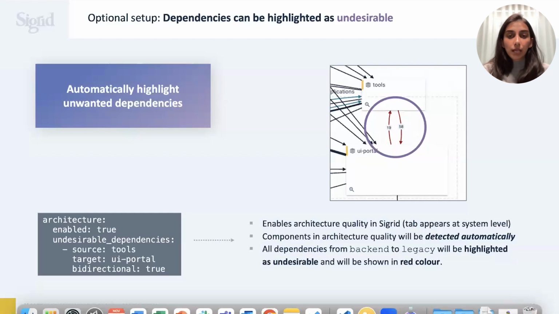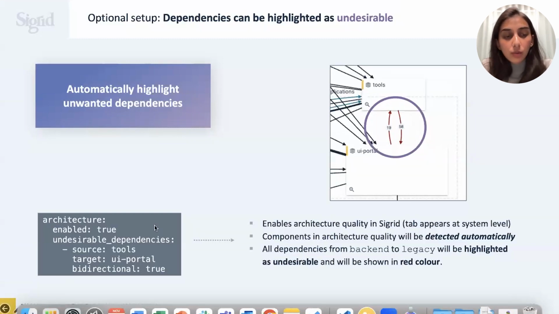So what you do is you set such dependencies as undesirable so that everybody across the organization knows that this is something we did not want in the first place, and you can highlight it so they know there's something wrong with this, and then you can of course communicate in your teams why this is the case. What you have to do is, again in your architecture section, write undesirable dependencies, write the source and the target component, and then you can either set bidirectional to true, which means both ways the dependencies are undesirable, or you can just remove it, and then one way that dependency is undesirable. And it is going to show this dependency in red color.